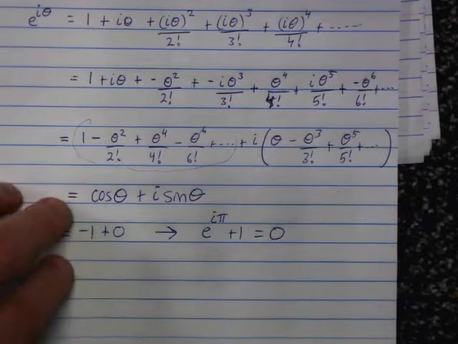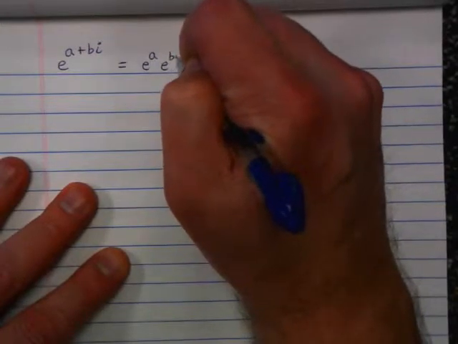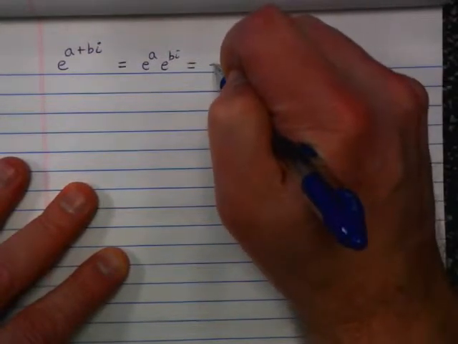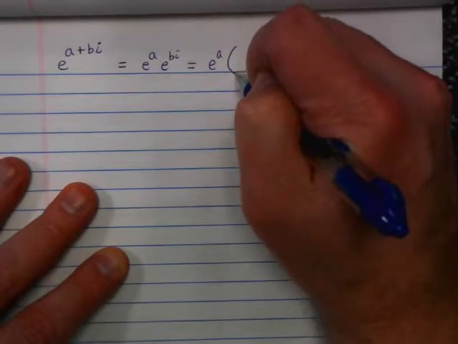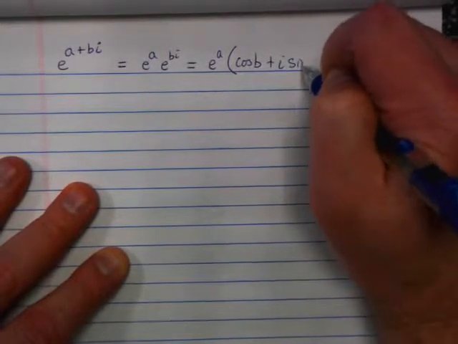All right, so for our purposes, the important thing is, if you have e to the a plus bi, so let's say you solve your characteristic polynomial and you end up with a quadratic equation that has complex roots. This can be written as e to the a times e to the bi. So that's going to be e to the a times what we just proved, which is cosine b plus i sine b.